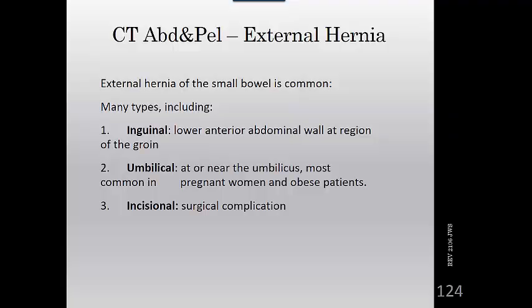So external hernias in the small bowel are very, very common. There are many types, but the ones that are most popular include the inguinal hernias, which are in the lower anterior abdominal wall at the region of the groin. The umbilical hernias are at or near the umbilicus. They're most common in pregnant women and obese patients. And then you can have incisional hernias where there are surgical complications. You could have wound dehiscence and some other complications.